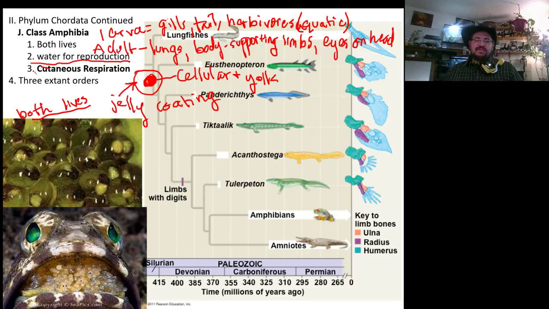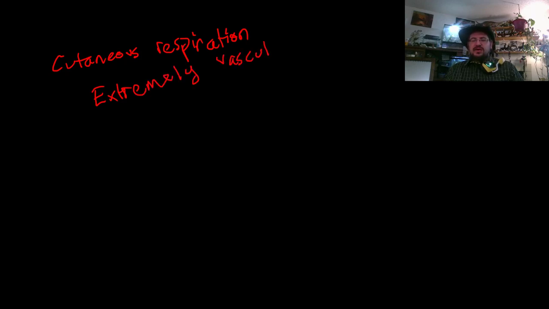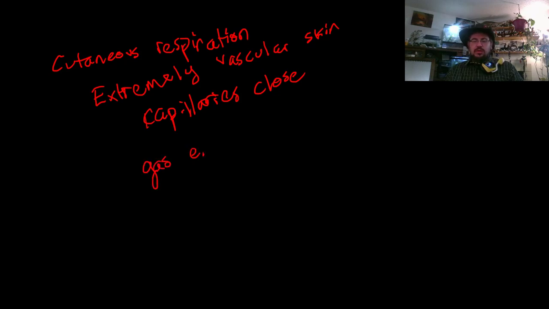Amphibians tend not to have extremely well-developed lungs. Some of them don't even have functional lungs. So, to supplement the fact that their lungs are not extremely well developed, amphibians demonstrate a process called cutaneous respiration. What is cutaneous respiration? Well, basically, they have extremely vascularized skin. This extremely vascular skin allows the blood vessels to be very close to the surface. So our blood capillaries are close to the surface, and we can actually do gas exchange through the skin.